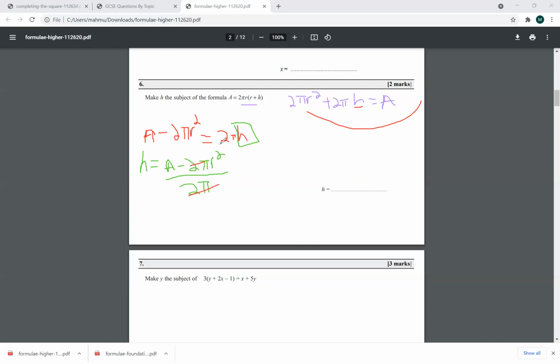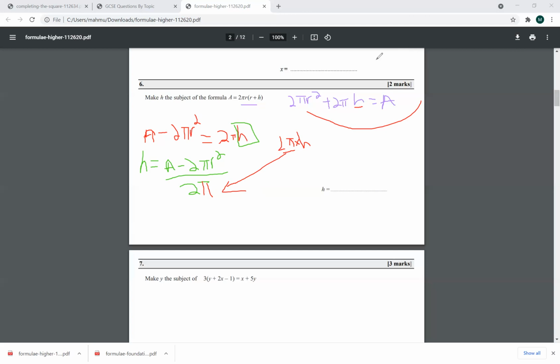I don't know why you're still getting confused with rearranging. So you wrote this, that's fine. Now we have to separate the h from the 2 pi. This is 2 pi times h. Anything that is next to it is always a times. So now I'm just taking this 2 pi to the other side, and it becomes a divide. And the h stays on its own. So my answer is now h equals a minus 2 divided by 2 pi. That's it.